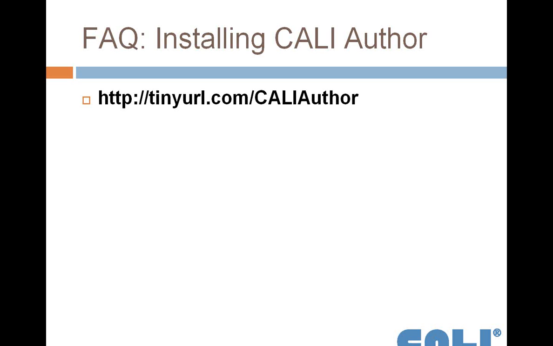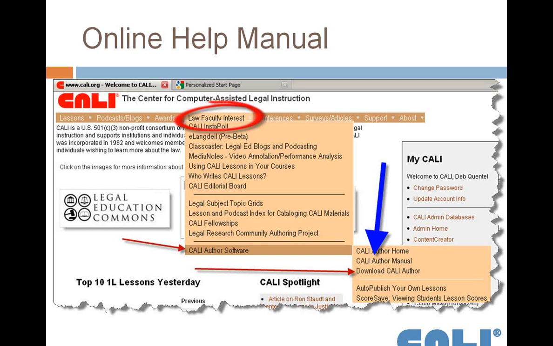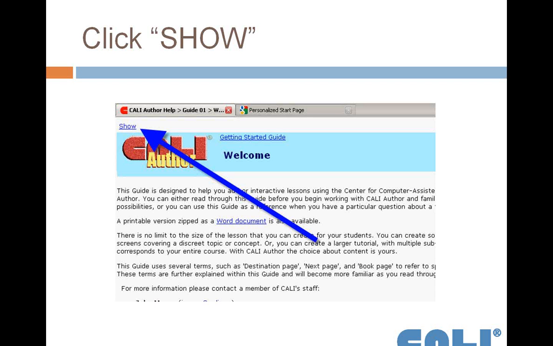There's an FAQ about it at thistinyurl.com. And then there is an online manual, as I mentioned. To get to the online manual, what you do is go to Law Faculty, and then the CALI Author manual is just above Download CALI Author. It's an online manual, and the trick to using this, I think, is in the upper left-hand corner of the manual, there's a button that says Show. And there's also a very enticing link that says Getting Started Guide. The Getting Started Guide, I think of it more as a tourism brochure. It's something that you might want to read about before you get to a place. But once you're at the place, you want to actually know where the restaurants are and how to get to them. So click on Show, and you'll get more detailed directions.